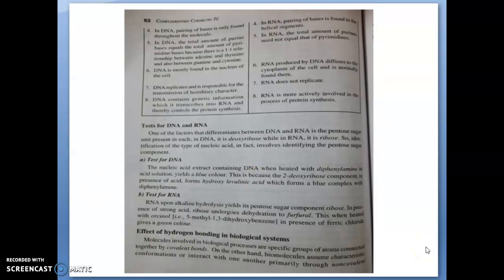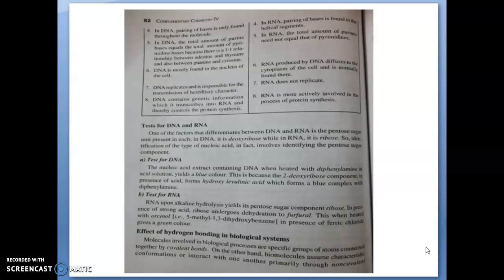Hi students, in this video we are going to discuss the last portion of this chapter. One is a test for DNA and RNA. How can we confirm the DNA presence or the RNA presence? One of the factors that differentiate between DNA and RNA is the pentose sugar. That is, in DNA it is deoxyribose and in RNA it is ribose.